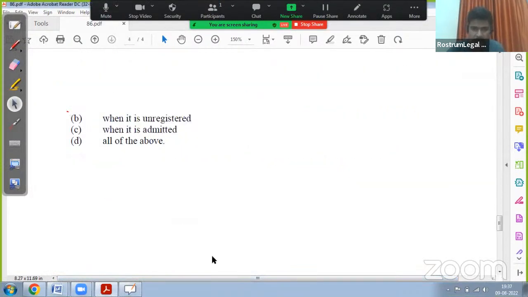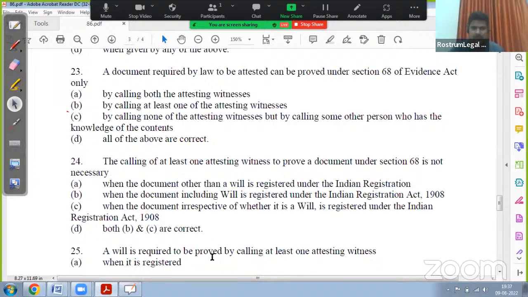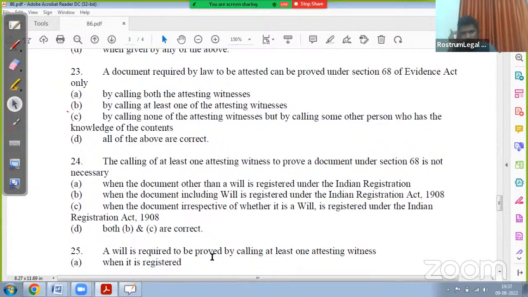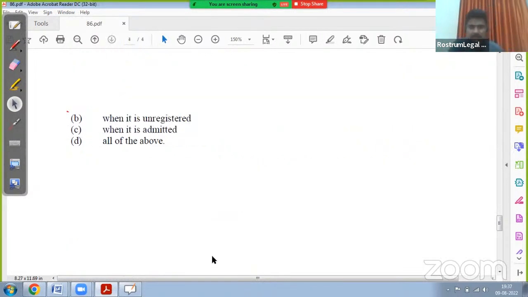Now, last question for the day. A will is required to be proved by calling at least one of the attesting witness when it is registered, when it is unregistered, when it is admitted, and D, all of the above. What should be the correct answer?